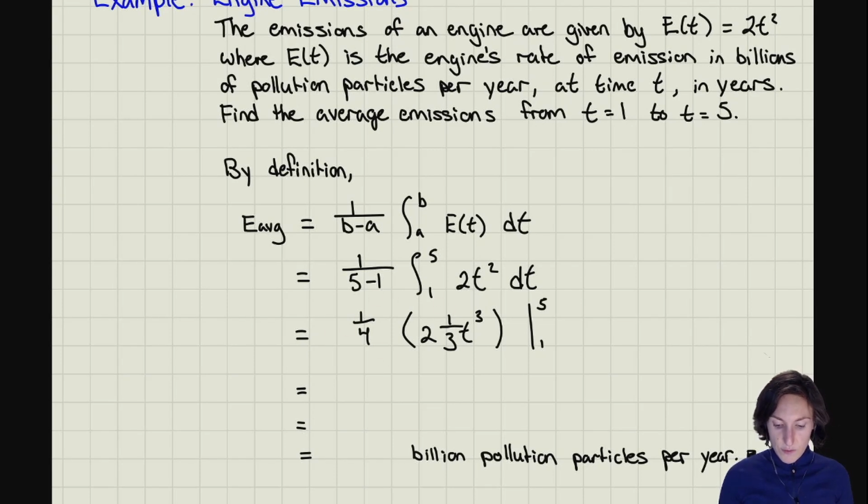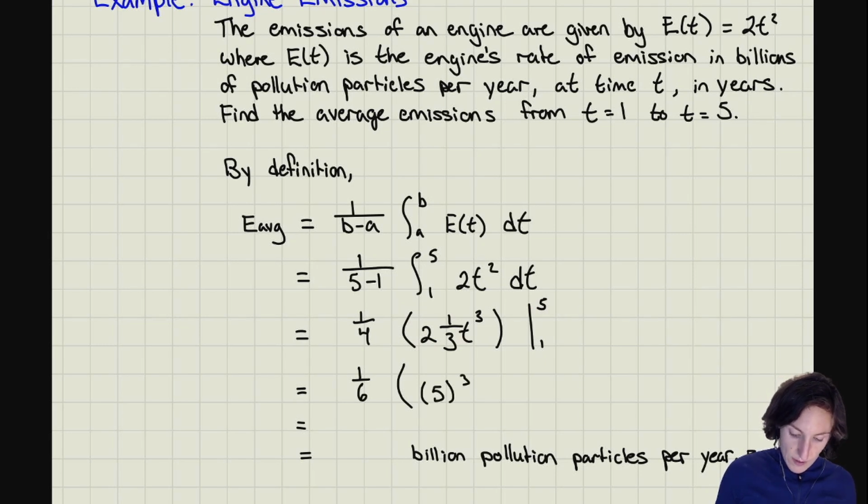All these constants out front: this 2 can cancel with the 2 at the bottom. So we would get 1 over 2 times 1 over 3, which is 1/6. I'm factoring out this part outside of where I'm going to evaluate t, and I'm left with t cubed. I want to evaluate that at 5, so I have 5 cubed minus 1 cubed.